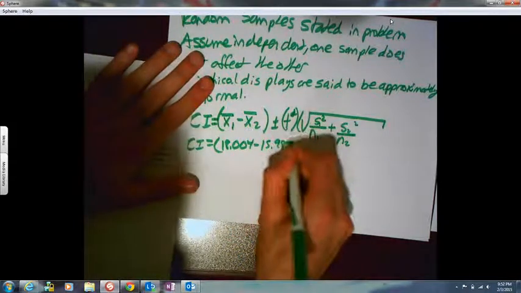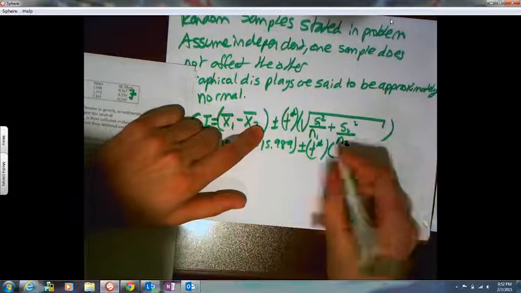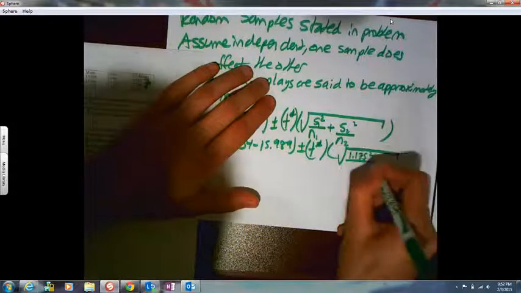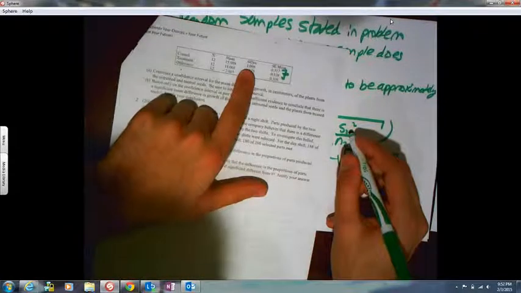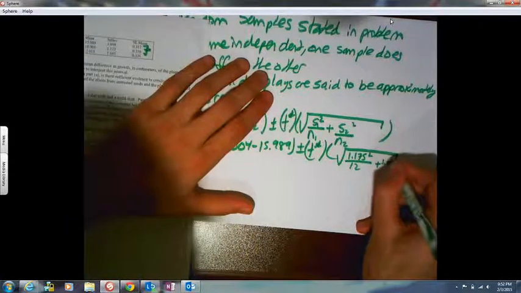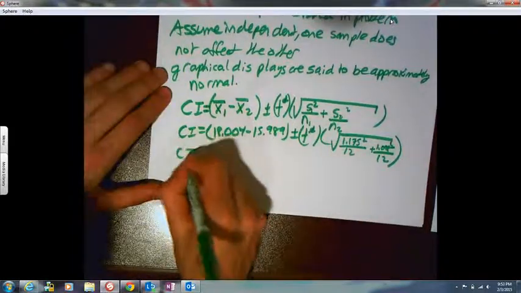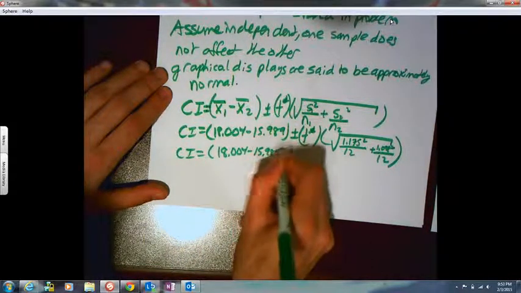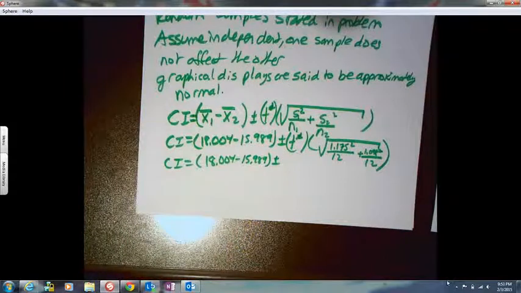Plus or minus, we'll come back to the t-stat. Standard deviation of the treatment, 1.175. 1.175 squared over n1, which is 12, plus s2, which is 1.098, squared over 12. Confidence interval equals 18.004 minus 15.989 plus or minus. Now to get this t-stat, we'll need to use our table. So let me go grab mine. Hold on one second.